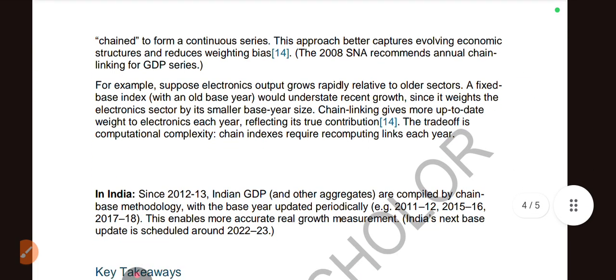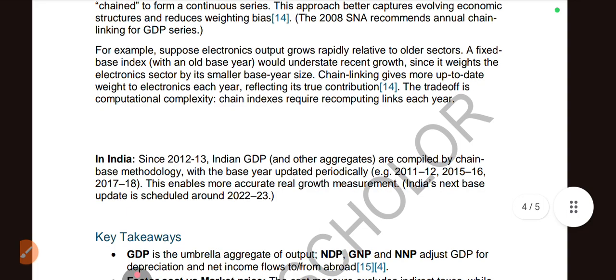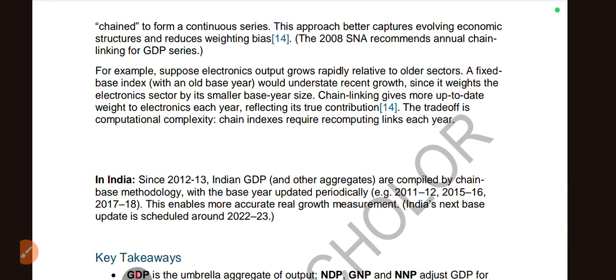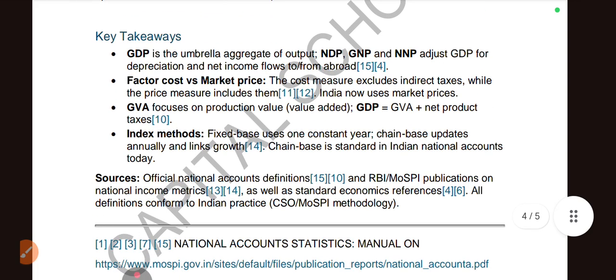For example, suppose electronics output grows rapidly relative to older sectors, a fixed base would understate recent growth since it weights the electronics sector by its smaller base year. So if electronics grows in the current year, it might show a higher percentage, but in the fixed base it will be a lower percentage. Okay, so these are the key takeaways.